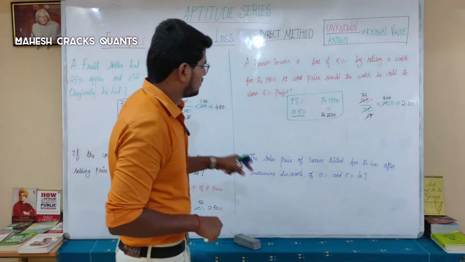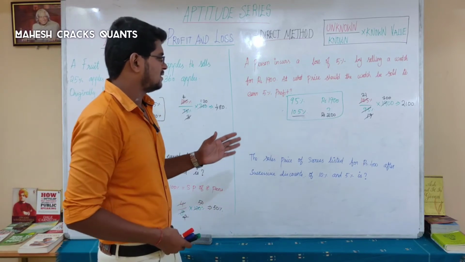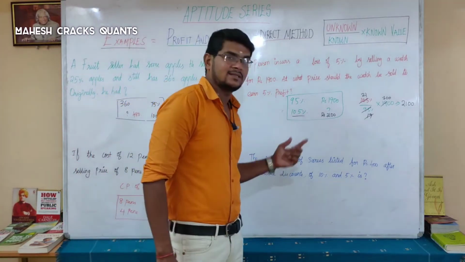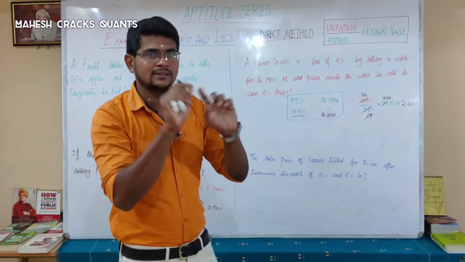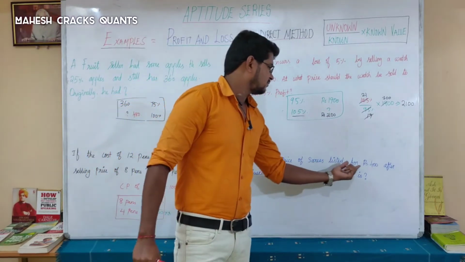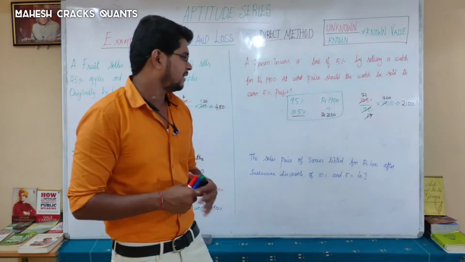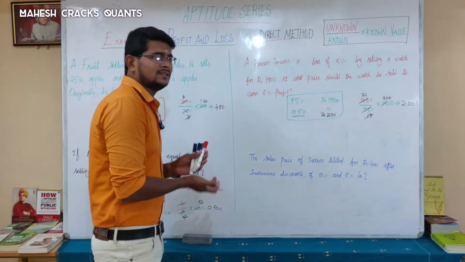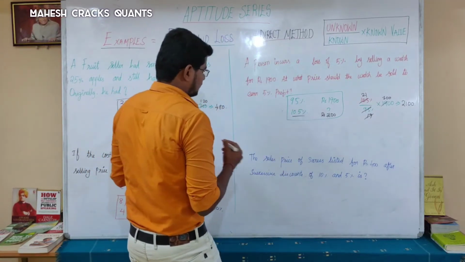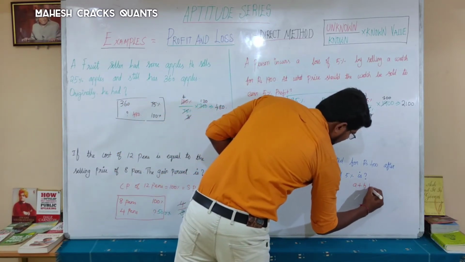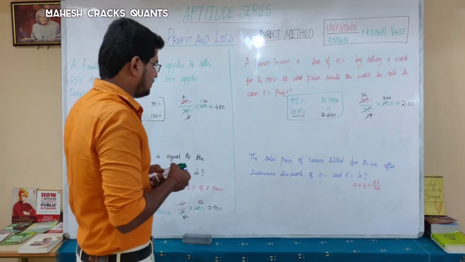The sales price of sarees listed for rupees 400 after successive discounts of 10% and 5% is. The selling price of a saree, listed, marked, so listed for 400. If you are reducing successively twice, 10% and 5%, we have the formula for successive. What is that? A plus B plus AB by 100. What is the successive? A plus B plus AB by 100.